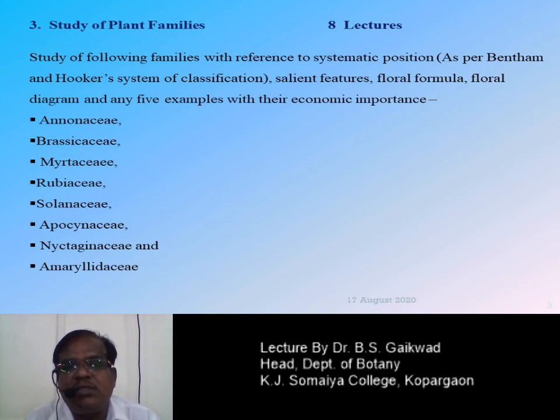That is, salient features start from the characters of the roots and end up to the characters of the seed. Then when we are going to discuss the roots, for the monocot it may be adventitious root, and when we discuss the dicot, it is again the taproot system. So first of all we must concentrate on that.